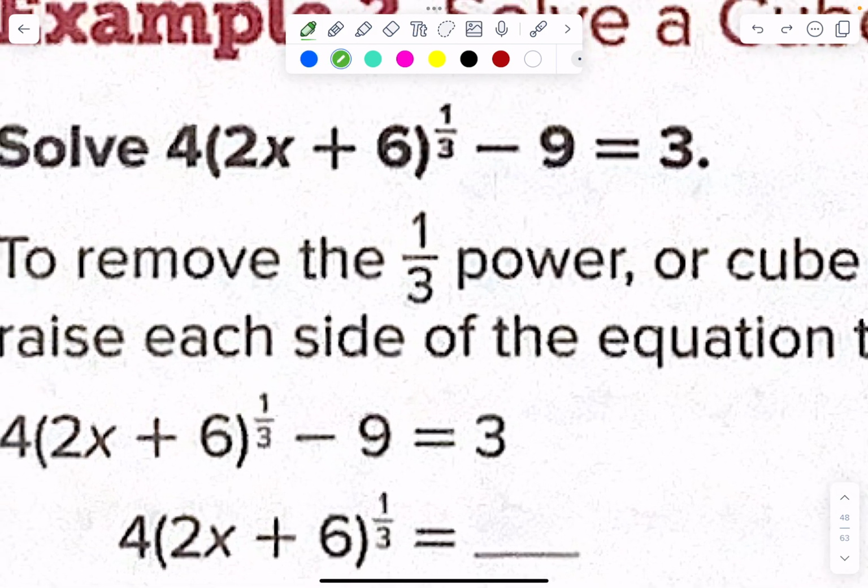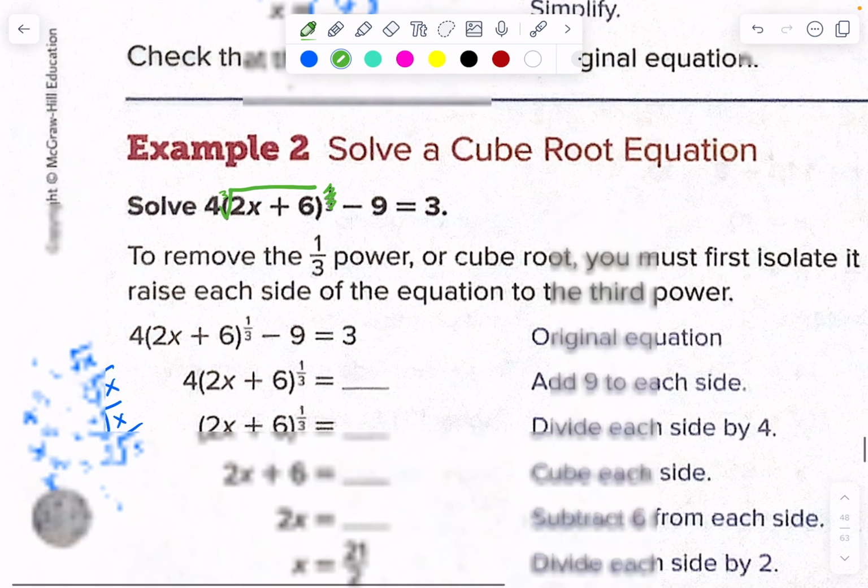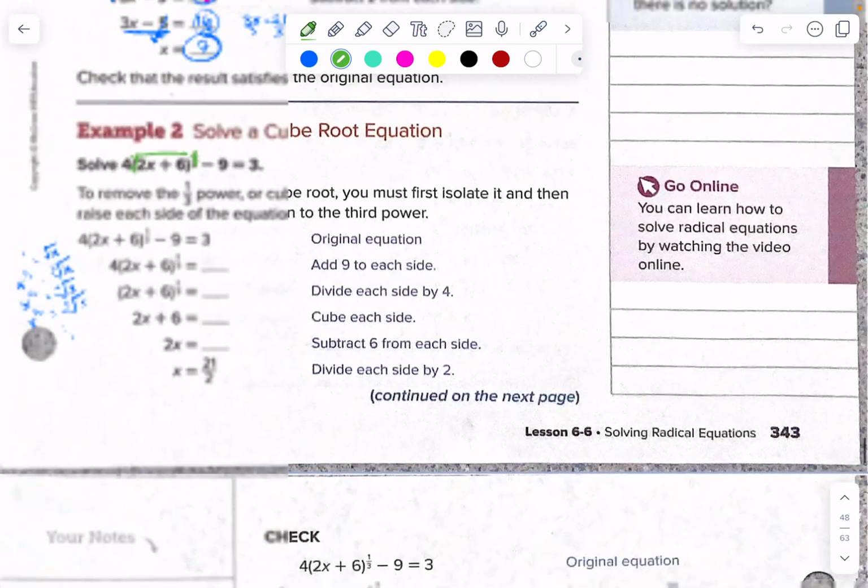Okay, the cubic root, this is the cubic root of just this stuff. The 4 is on the outside of that, okay? So I'm going to write him, do I have enough steps?